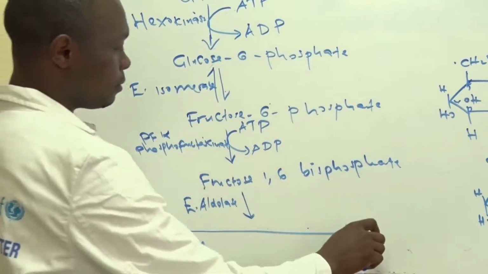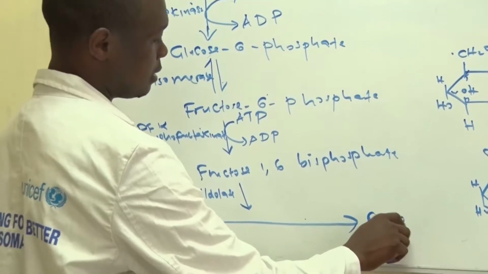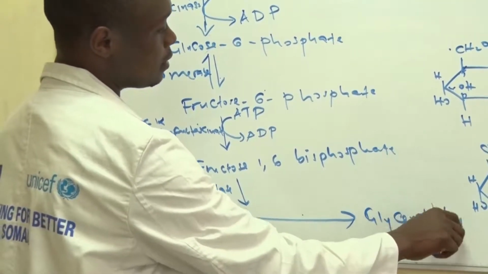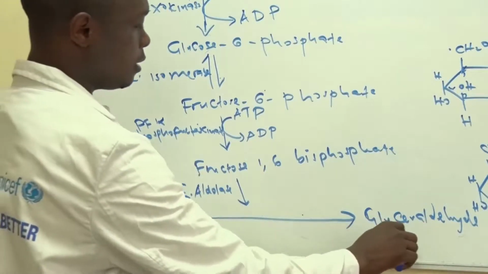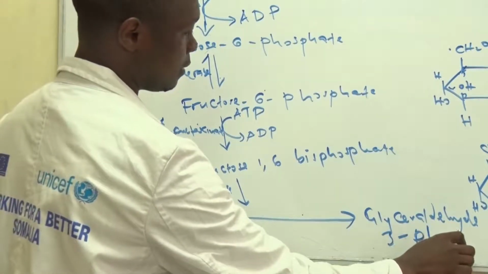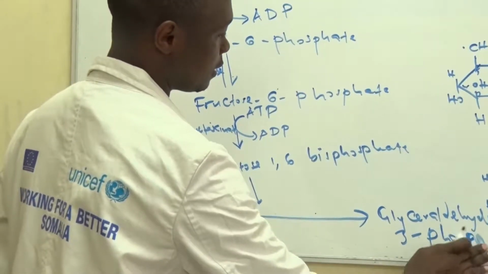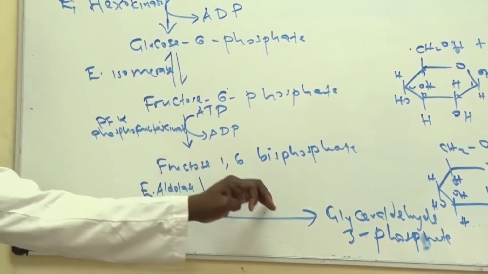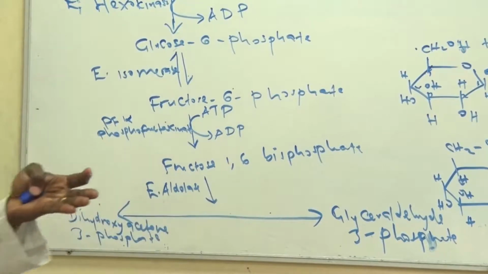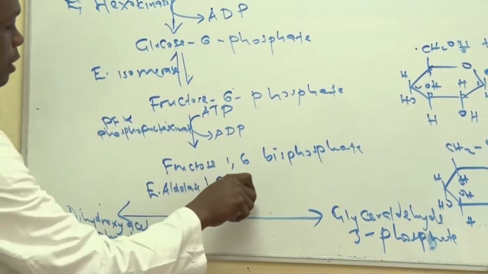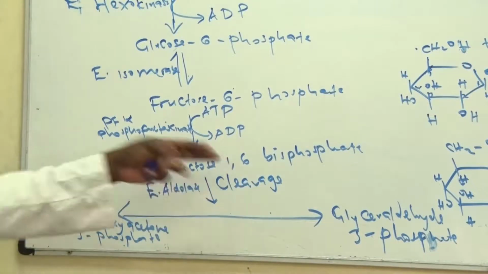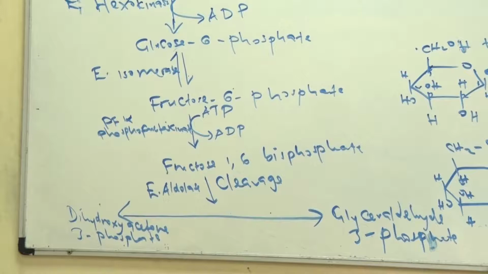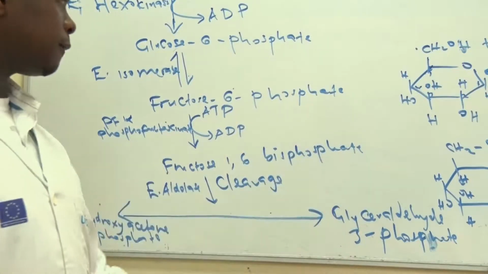And also you're going to form glyceraldehyde 3-phosphate. Remember, our fructose 1,6-bisphosphate is a 6-carbon molecule. When we cleave it, we are going to form 3-carbon sugar molecules. One is called dihydroxyacetone 3-phosphate, and the other one is called glyceraldehyde 3-phosphate.